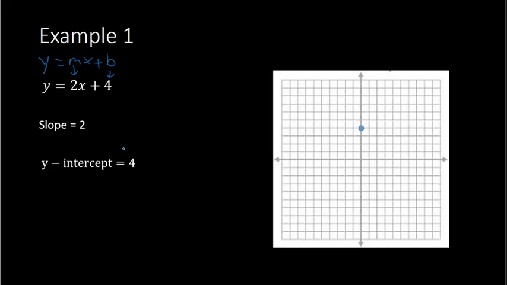And then from here, we have the slope, and slope, remember, is rise over run. So if I write 2 as a fraction, it's going to be 2 over 1. So that means from this point, I'm going to go up 2 and to the right 1. That gives me this point right here. And once we have the 2 points, we can connect the dots and graph. So notice that having the slope and y-intercept makes it very quick to graph the equation.